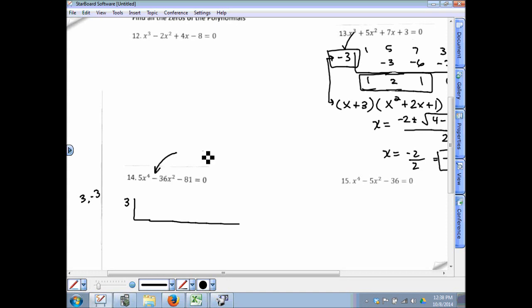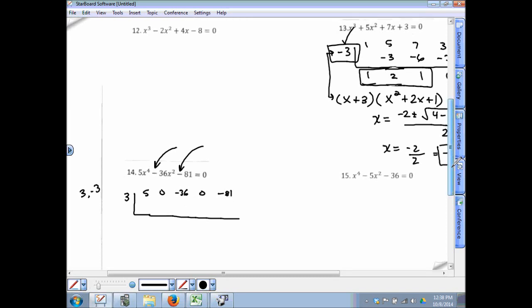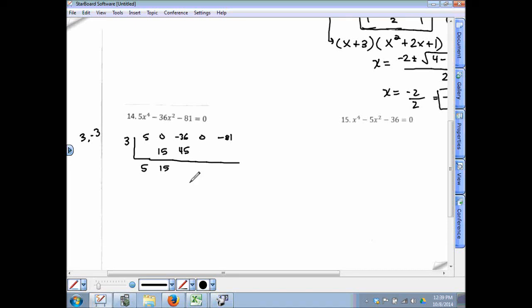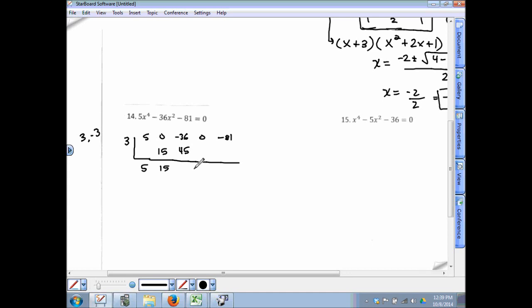What am I talking about? What should you have noticed? You're missing an x to the third term, and what else are you missing? An x term. What do you do when you're missing terms in synthetic division? You got to put a 0 there. So it's 5, and then a 0, and then a negative 36, and then a 0, and then a negative 81. Now you do the synthetic division. Ooh, big numbers. 45 minus 36.